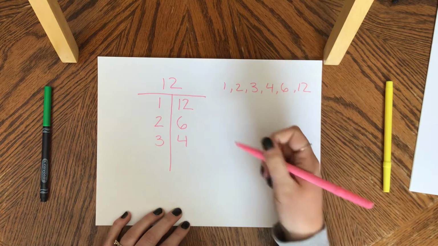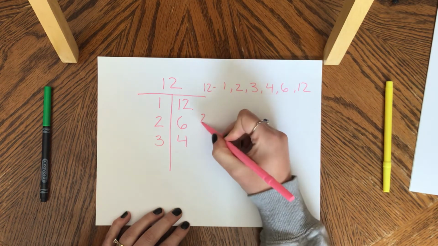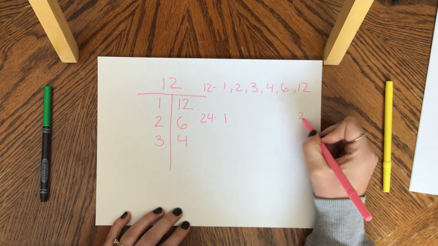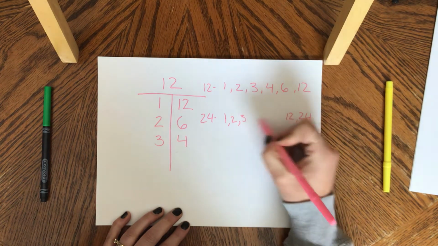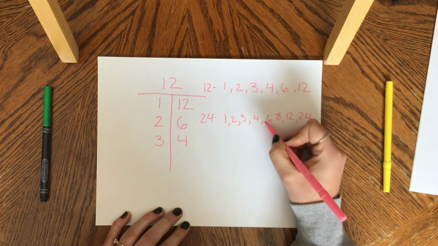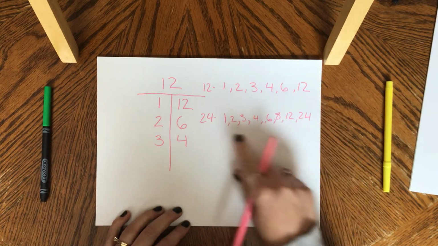And from the other side of the sheet, I'm going to list those factors of 24 again. So for 24, I have 1 and 24, 2 and 12, 3 and 8, and 4 and 6. Now they all have partners, so this is another way that you could list your factors.